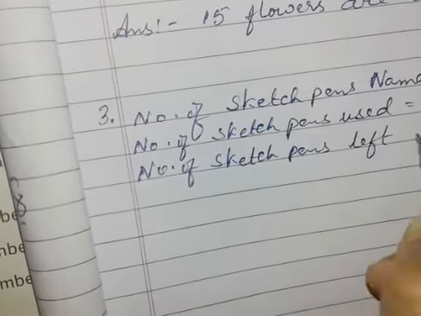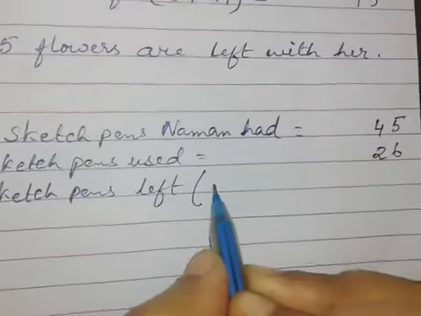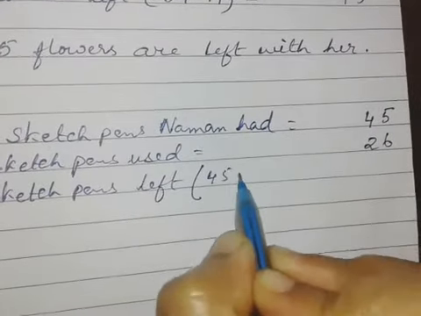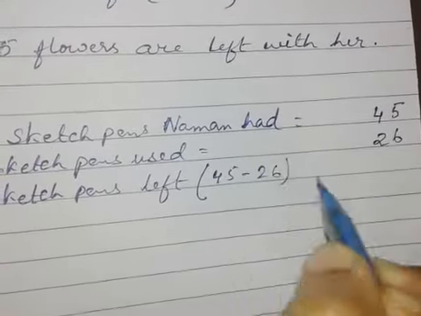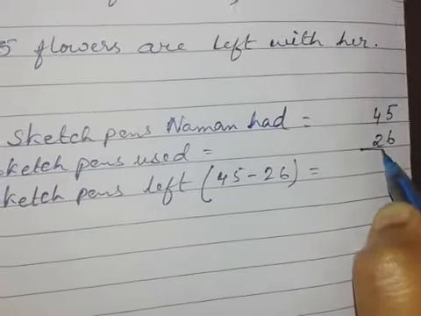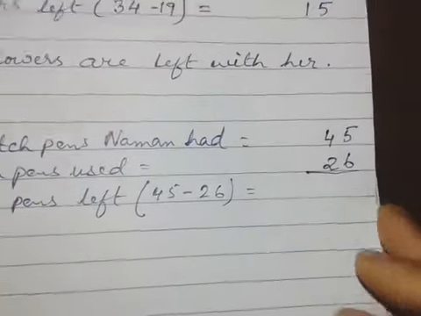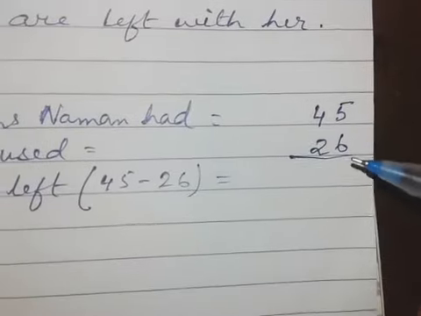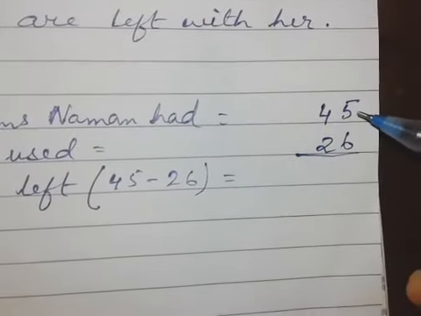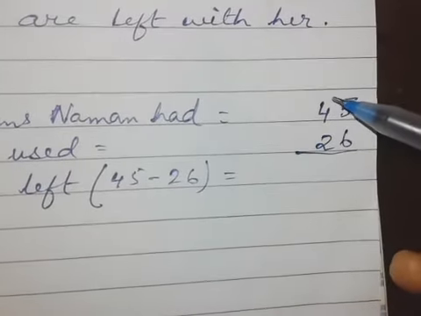Number of sketch pens left. How will we get the numbers? 45 minus 26 is equal to how much? We will do the subtraction over here. 5 is smaller than 6, so this 5 will become 15 and this 4 will become 3.